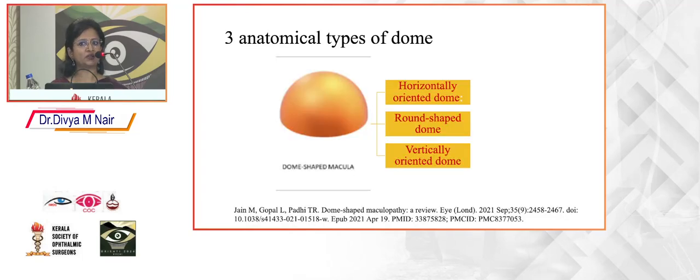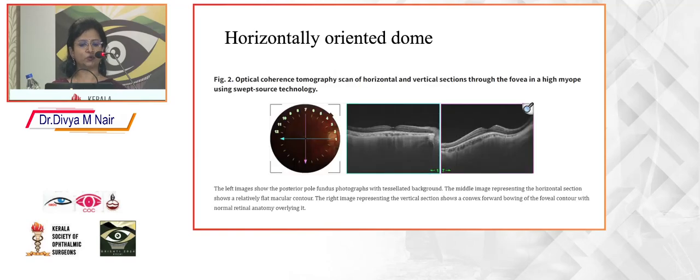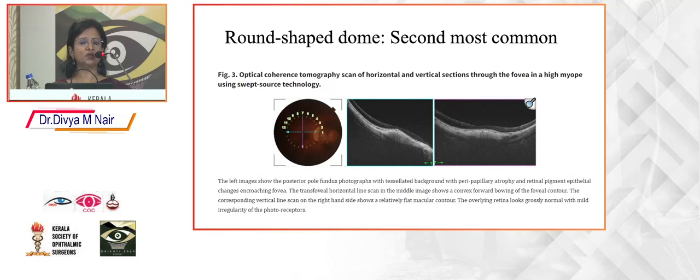Three types of anatomical domes have been described on OCT: horizontally oriented dome, round-shaped dome, and vertically oriented dome. The horizontally oriented dome is more commonly seen. So always in case of myopia, when we are taking an OCT, remember to take the horizontal and vertical sections also. Even in the vertical sections, we can have new findings in regard to pathologic myopia. In a horizontally oriented dome, the vertical scan will show more protrusion. In a round-shaped dome, the second most common type, both horizontal and vertical scans will show convex protrusion.